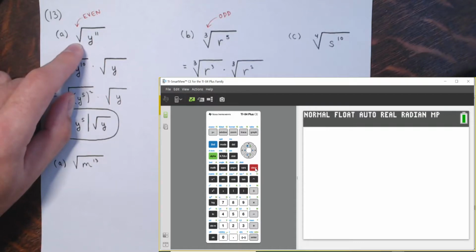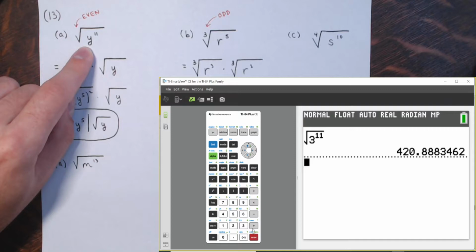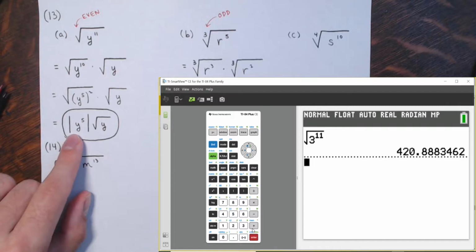Let's start with, I'll just replace Y with 3. So what's the square root of 3 to the 11th power inside the square root? That's just replacing Y with 3. And I get 420 point whatever. Now let's go to the end here and replace Y with 3. Now, I don't need absolute values around this because 3 is positive already. But if you want absolute value, you can.